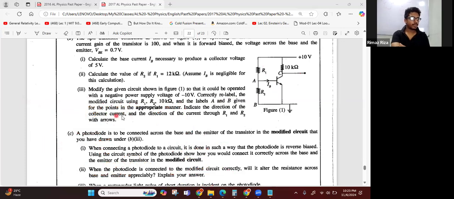Okay, and then modify the given circuit shown in figure 1 so that it could be operated with a negative power supply voltage of minus 10 volt. Correctly re-label the modified circuit using R1, R2, 10 kilo ohm and labels A, B given for the points in the appropriate manner. Indicate the direction of the collector current and the direction of the current through R1, R2 with arrows.